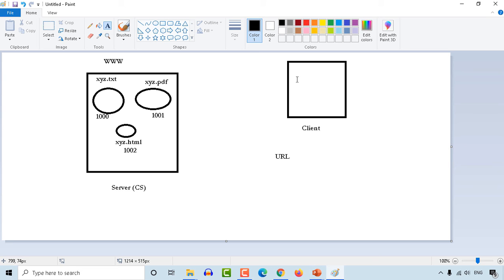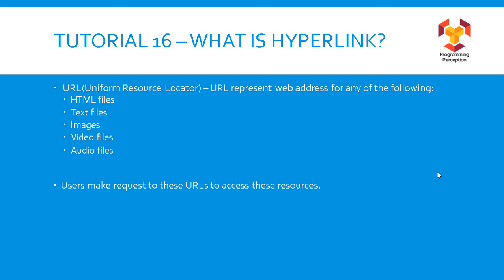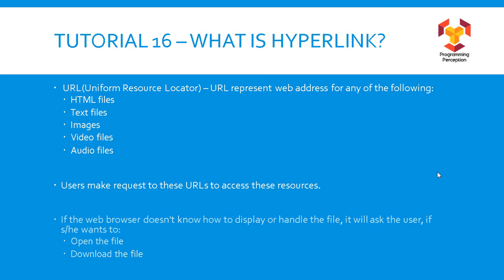Now this client will type in that URL in the web browser. The web browser will send the request to the server, and then the server, according to the URL, will send the response back to the client. This is how client-server architecture works, and this URL plays the role of accessing a certain resource on the server. And as I told you, users make requests to these URLs to access these resources.